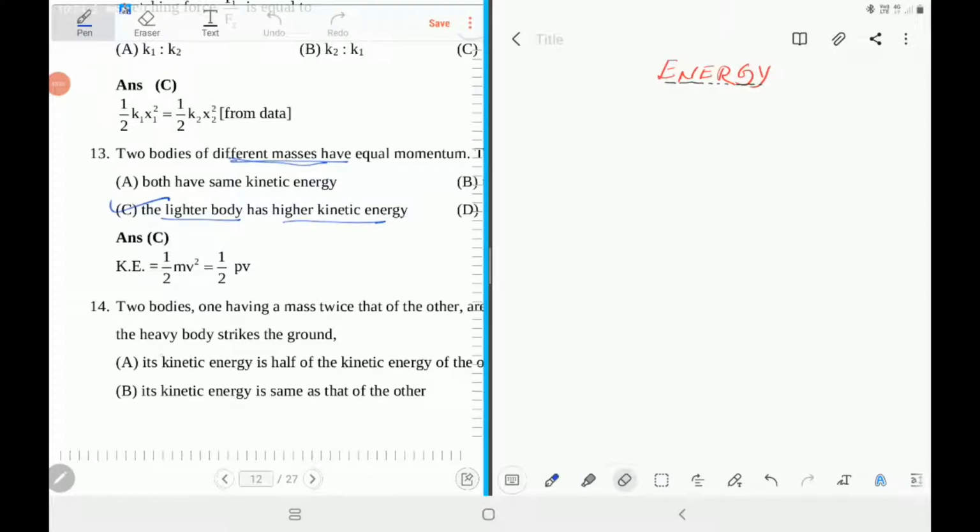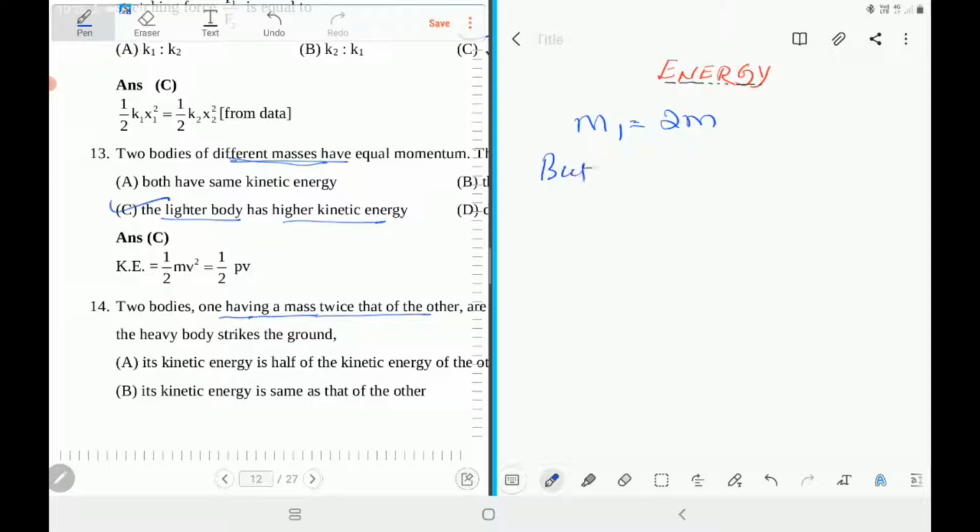So the problem 14, students, two bodies, one having a mass twice that of the other. Let us suppose mass of one body, say m1, is 2 times that of the other. Now kinetic energy depends on half mv square, in terms of mass and velocity, directly proportional to mass and to square of velocity. In terms of momentum, it's p square by 2m, related inversely to mass, directly to square of momentum. Here mass and velocity, that's why.